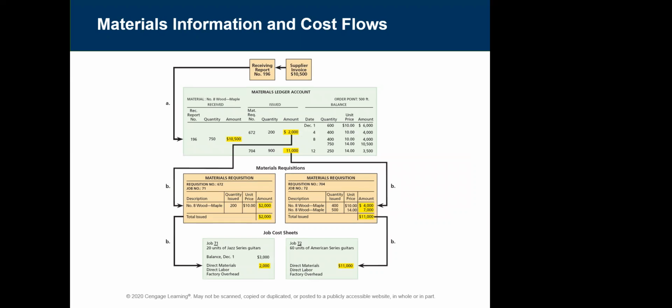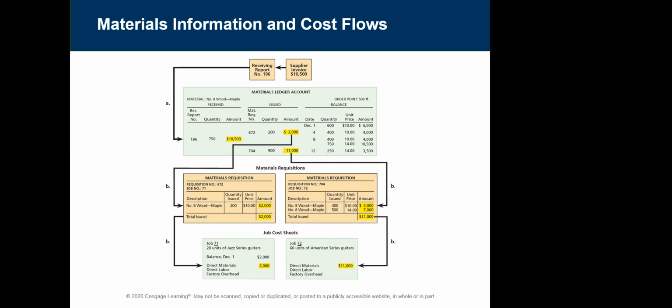Woo, okay, this is a busy slide. So this kind of shows us this process, okay? This is a materials ledger account. So what happens is when the business buys from the supplier, so right here we have a supplier invoice, we buy some materials, $10,500 from the supplier. What we do is we add that to the supplies account.